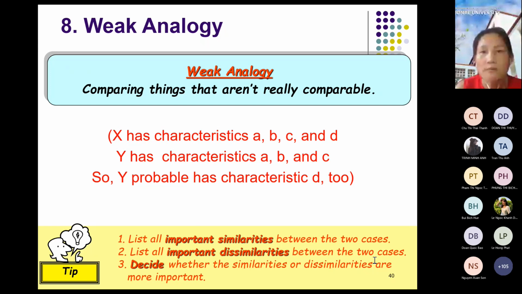But then the mistake might happen if you pick things to compare that are not comparable at first. They are already not comparable, but you still try to pick them and compare. Then you may fall into this mistake, the weak analogy. Now let's look at the example here.